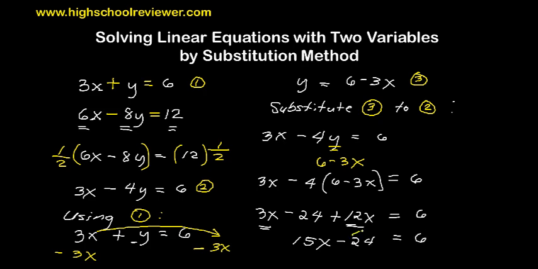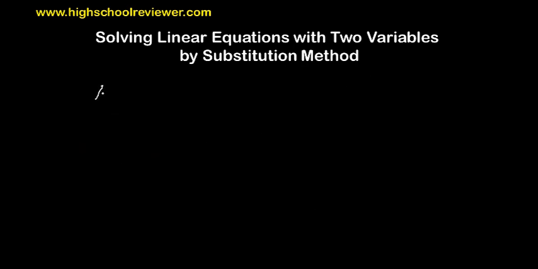And we need to transpose or transfer negative 24 to the other side. How do we do this? We will just add positive 24 and add also positive 24 on the right side. And we will have here 15x equals positive 30.